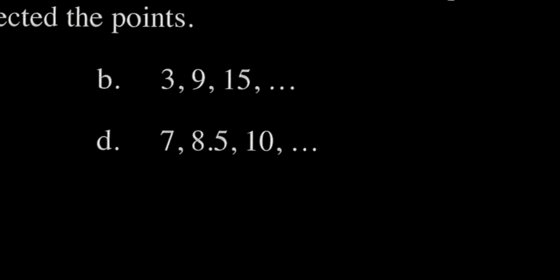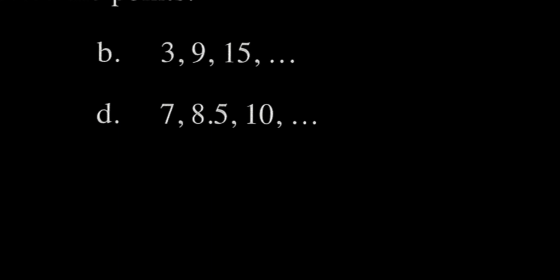This one, hmm, well, this one isn't a line, is it? Because it's 3. Oh, yeah, it is a line, isn't it? Because I'm multiplying by 3. Cut it out. I'm not multiplying by 3, I'm adding 6 each time. So 3 plus 6 would give me the 9, and 9 plus 6 would give me the 15.